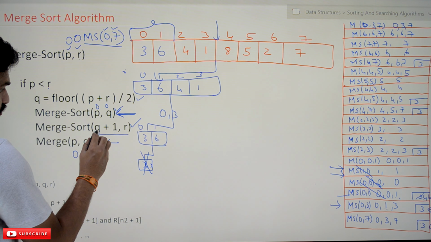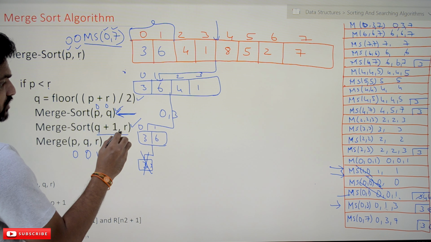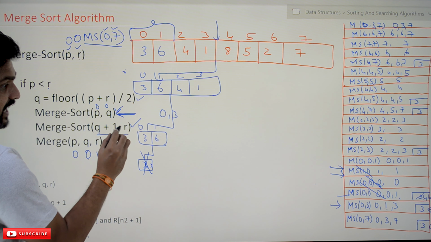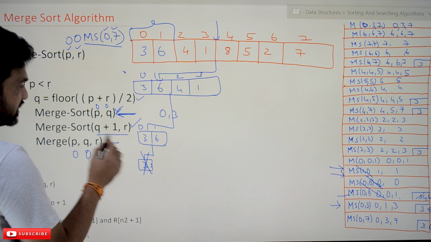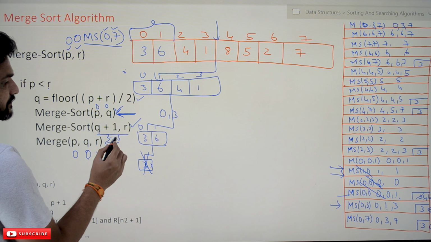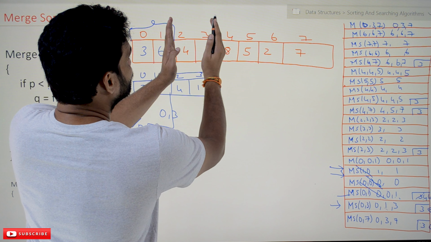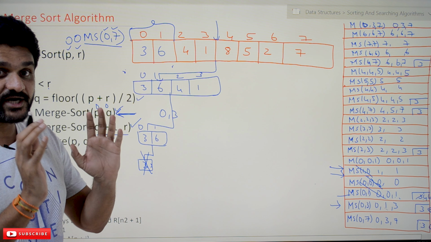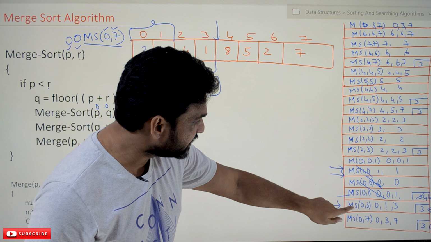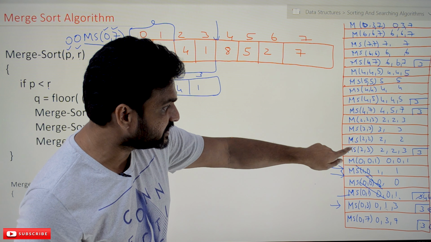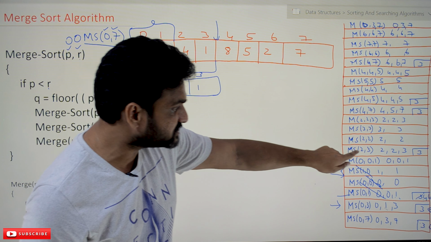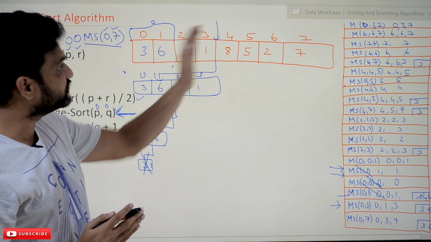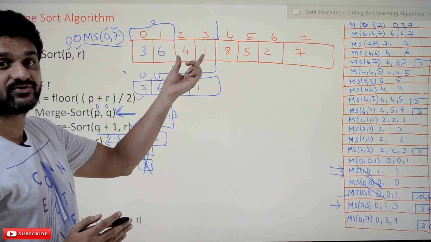So here Q plus 1, 1 plus 1, 2 comma R. What is the value of R? 3. 2 comma 3. So a new function call is made with MS of 2, 3, which means this is the part of code which this function call is worried about. Try to get that point. So the function call made is MS of 2, 3. See here, MS of 2, 3. This part is already in sorted order. The next part that we are going to consider is this part.